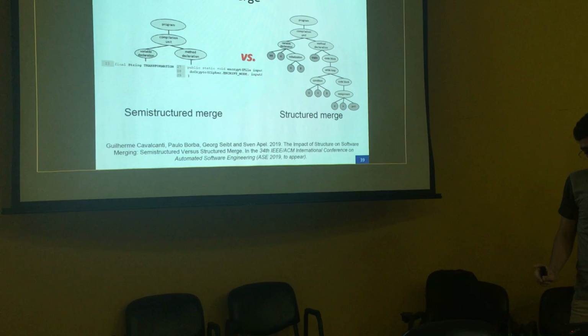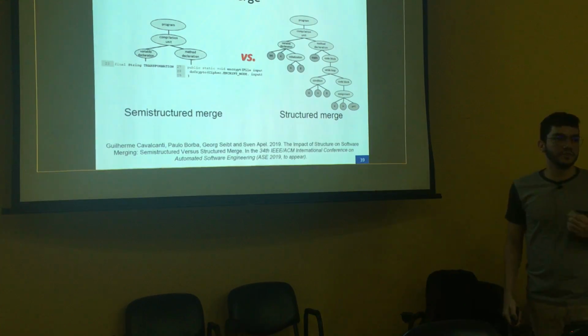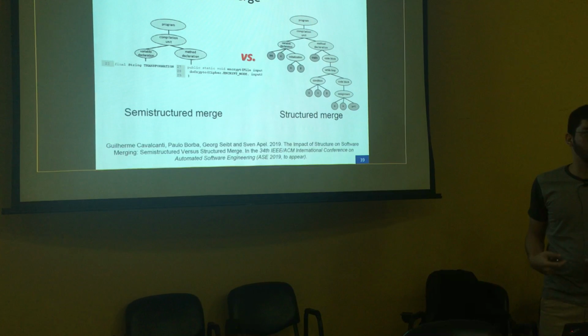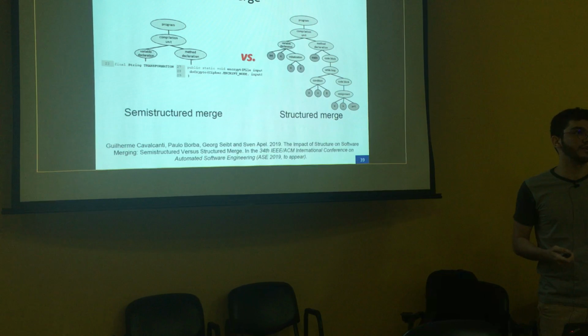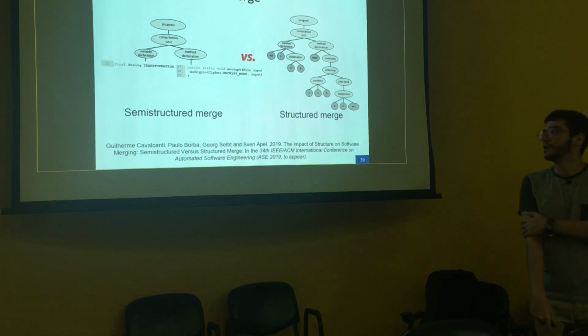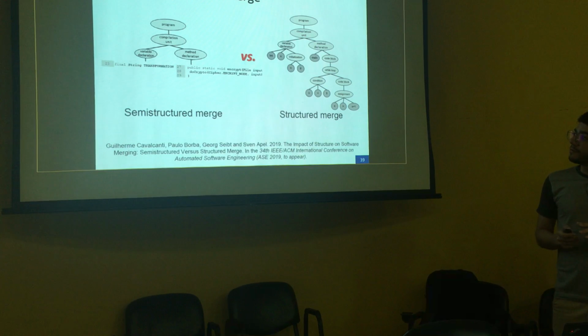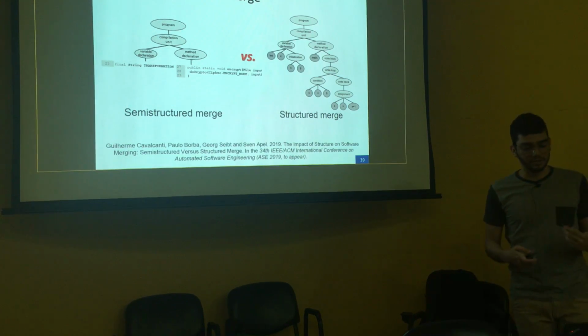Merging for these two strategies consists of traversing trees to find different nodes. In this process of tree traversal and comparison, nodes are matched based on the type and name. So for instance, two method declarations are matched if they have the same signature. The main difference between semi-structured and structured merge is the exploited syntactic granularity.